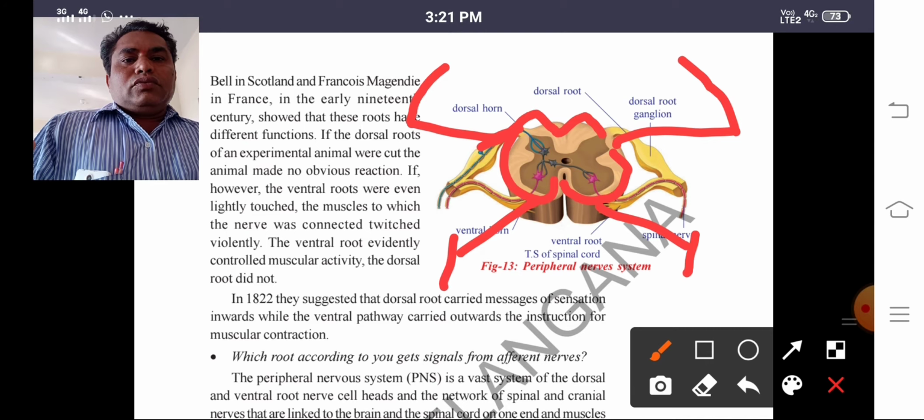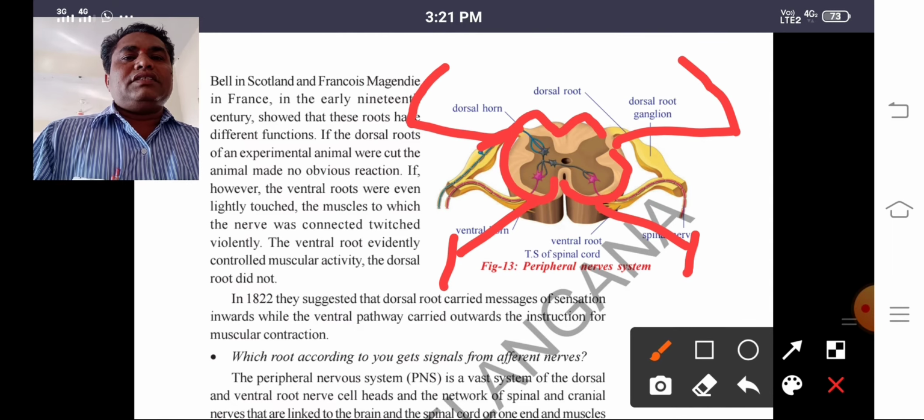If the dorsal roots of an experimental animal were cut, the animal made no obvious reaction. If, however, the ventral roots were even lightly touched, the muscles to which the nerves were connected twitched violently.